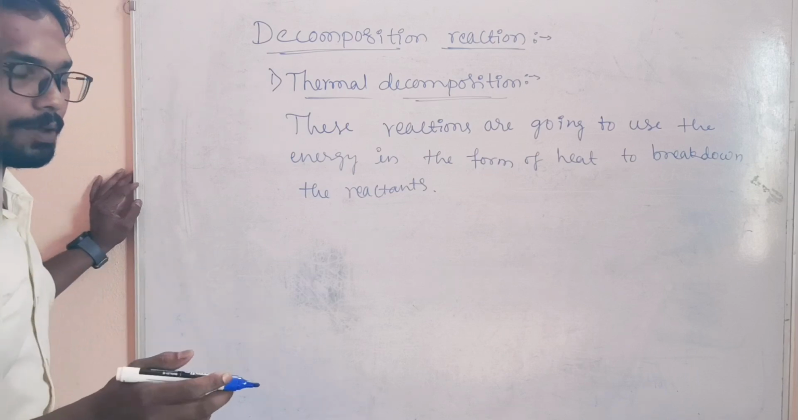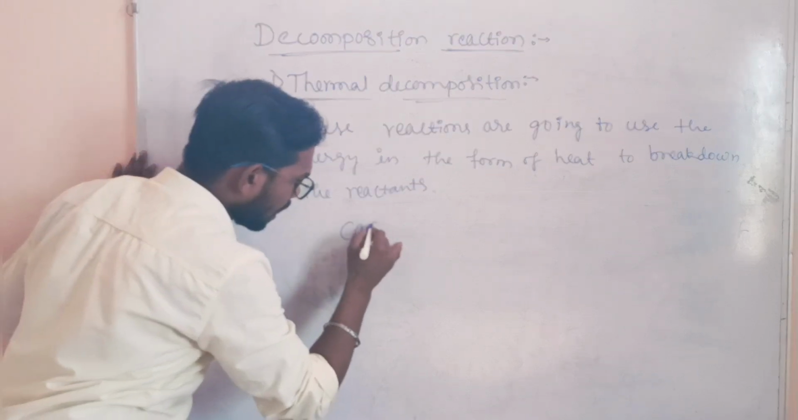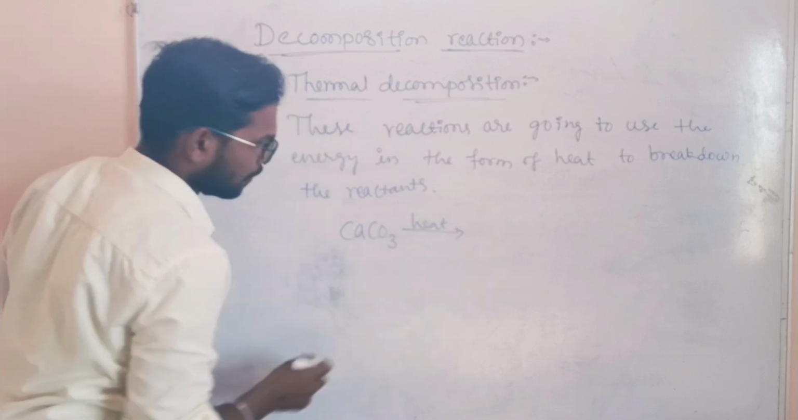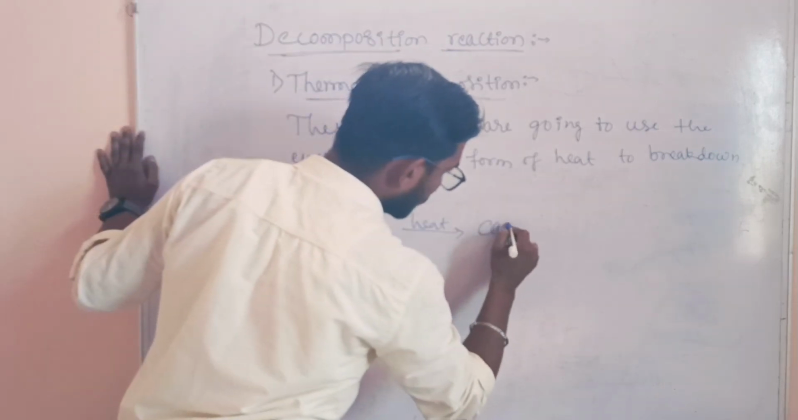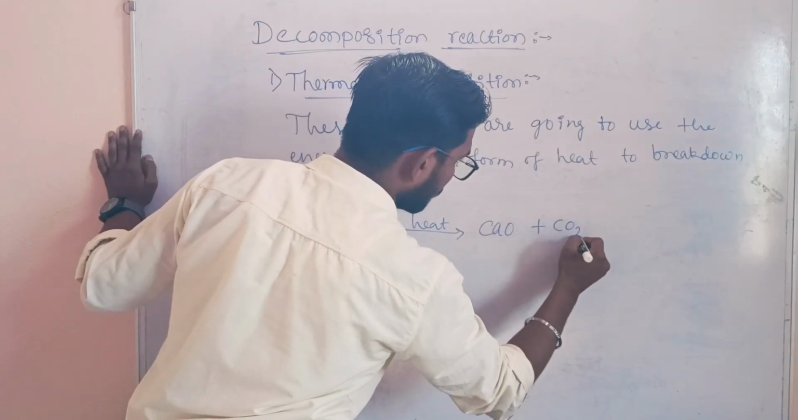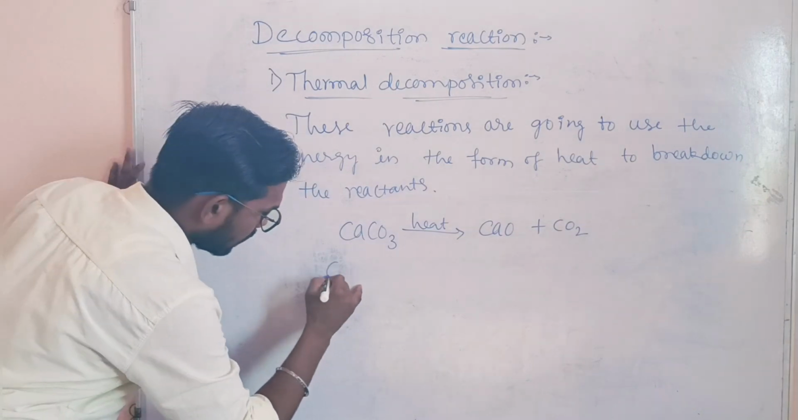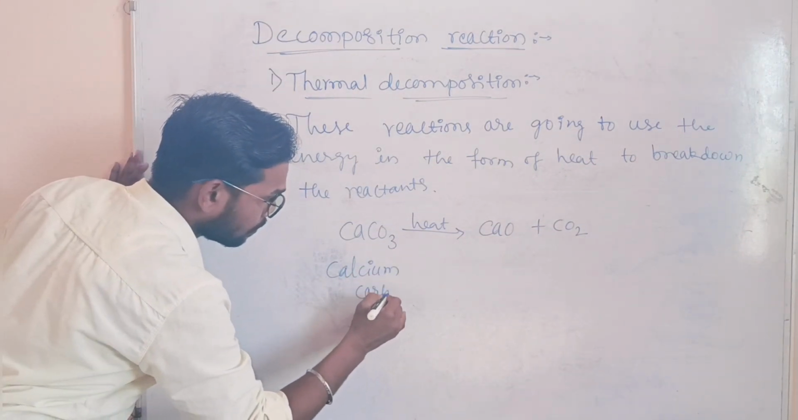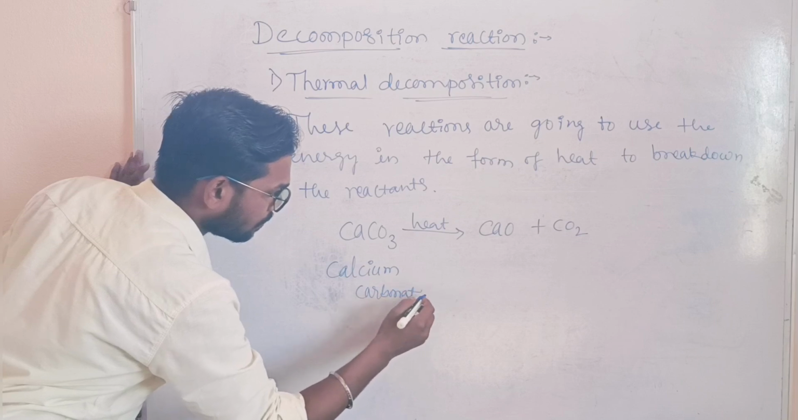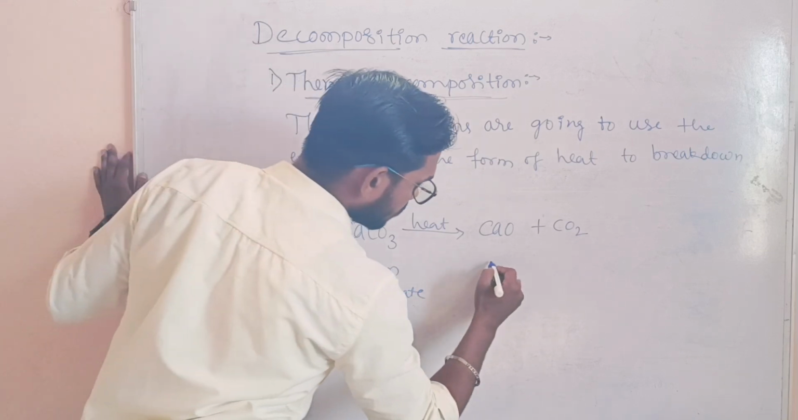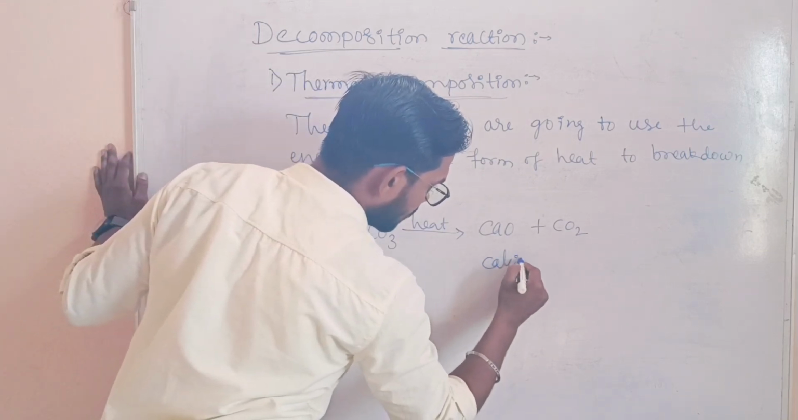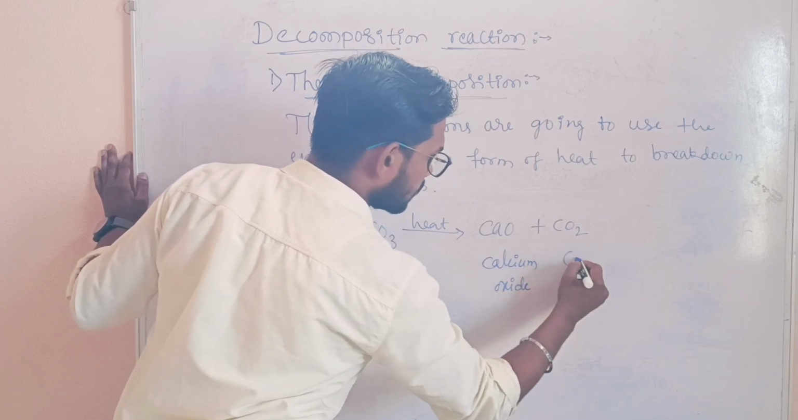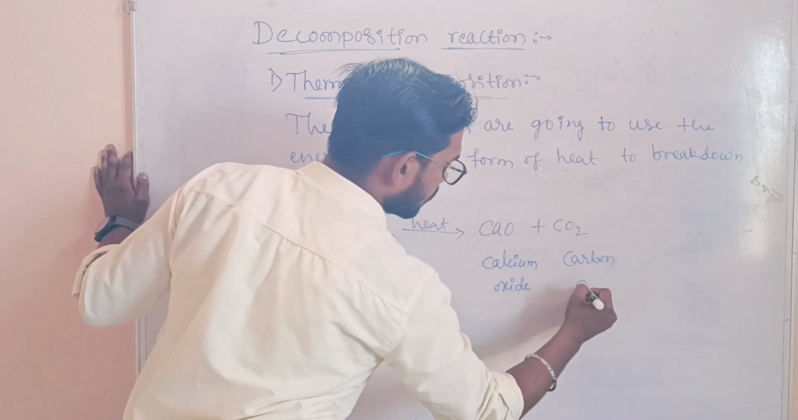For example, calcium carbonate breaks down in the presence of heat and forms calcium oxide and carbon dioxide. So here it is calcium carbonate, and here it is calcium oxide and carbon dioxide.